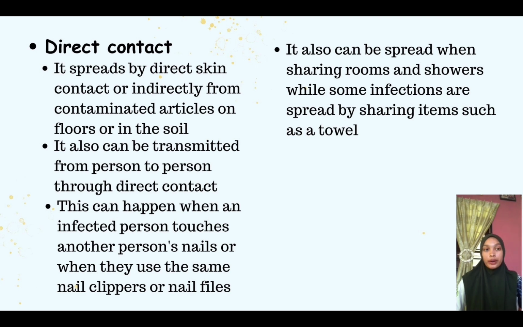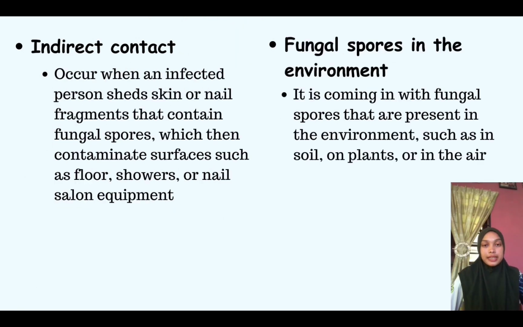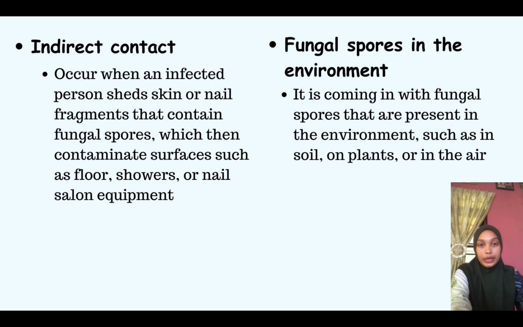This can happen when an infected person touches another person's nails or when they use the same nail clippers or nail files. It also can be spread when sharing rooms and showers, while some infections are spread by sharing items such as towels. The second mode of transmission is indirect contact. Indirect contact occurs when an infected person sheds skin or nail fragments that contain fungal spores, which then contaminate surfaces such as floors, showers, or nail equipment.